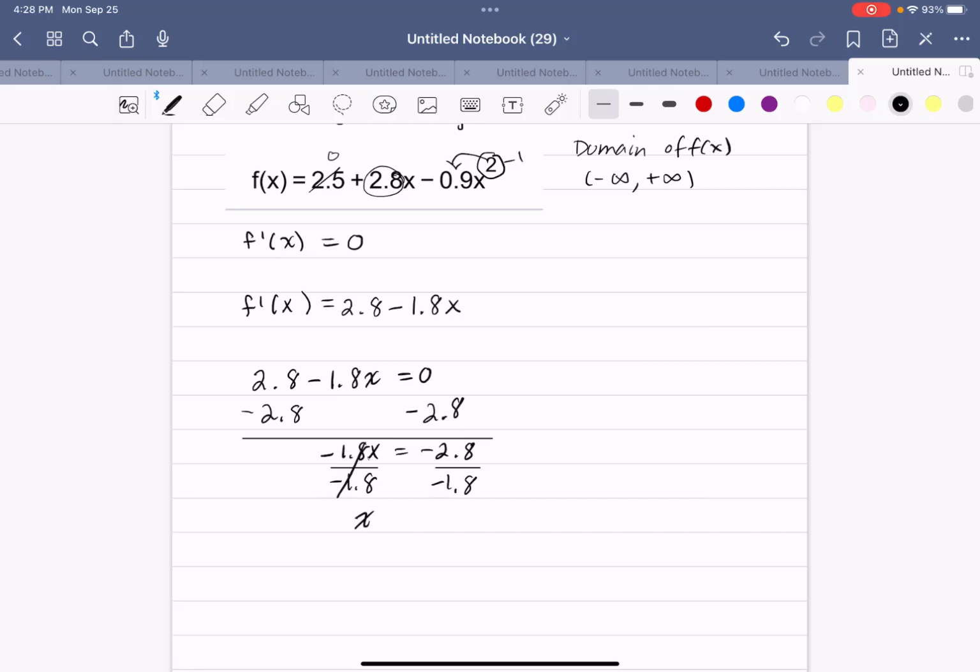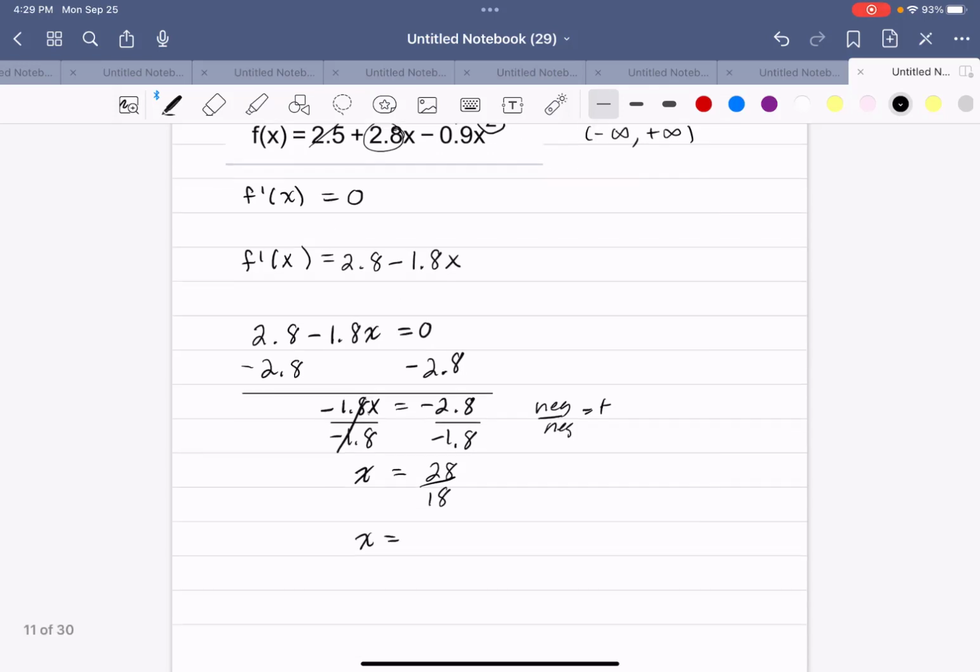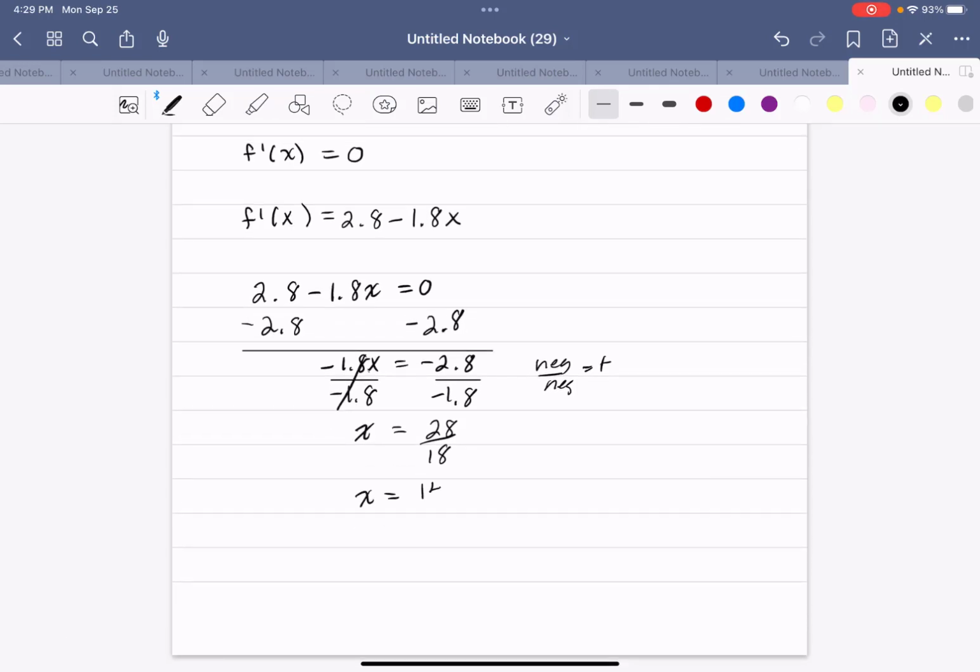These will divide to 1. Here we'll have a negative divided by a negative, which is a positive. I can move the decimals both to the end, 28 over 18. And then I can divide both of those by 2 to get 14 over 9. This is my critical number. Now in this case, I only have one critical number.